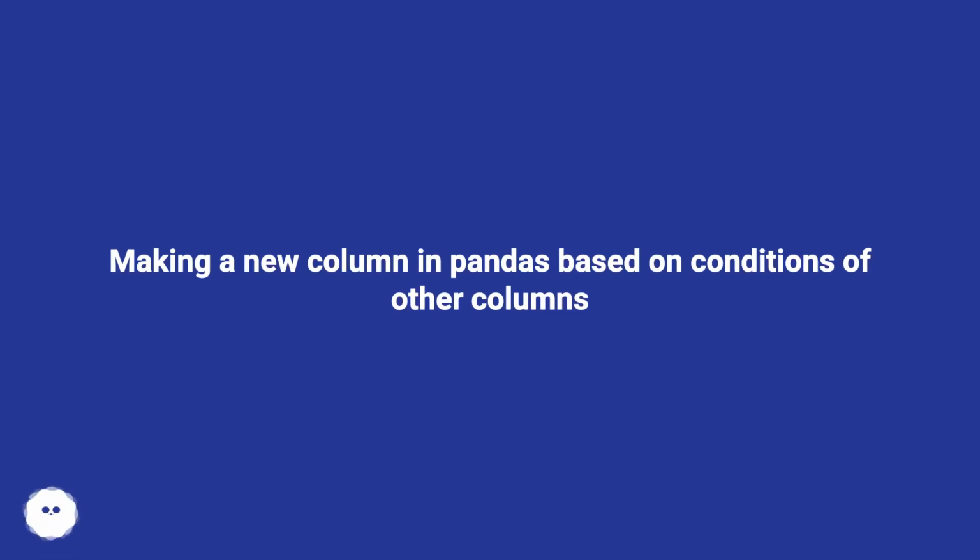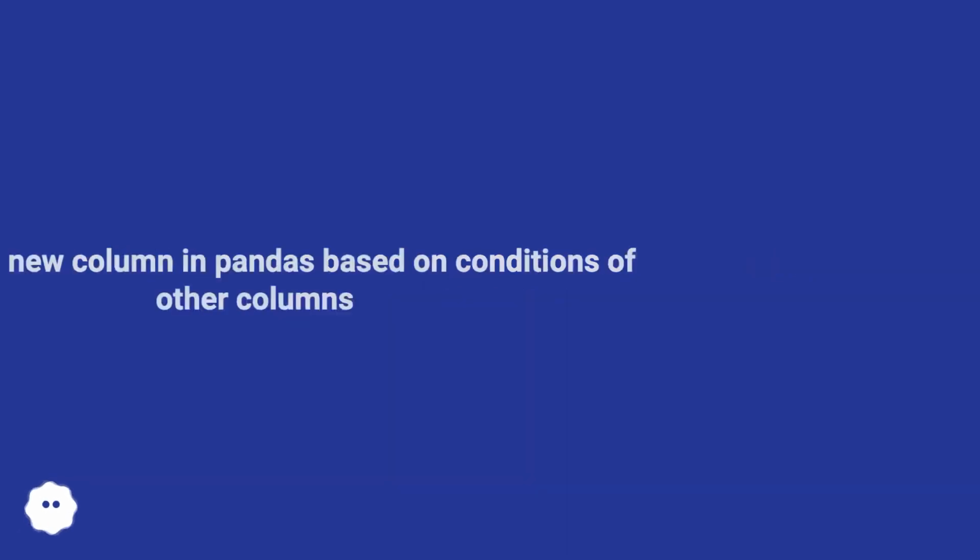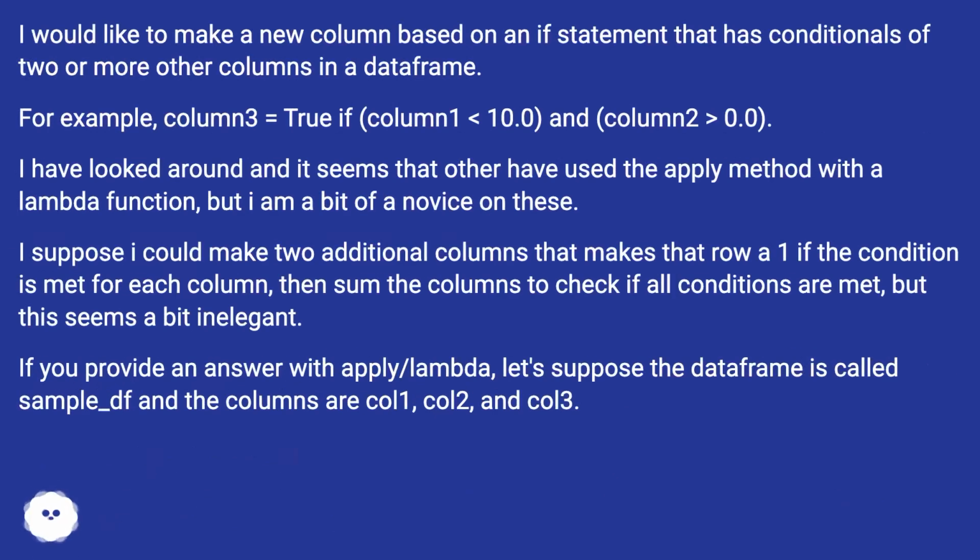Making a new column in Pandas based on conditions of other columns. I would like to make a new column based on an if statement that has conditionals of 2 or more other columns in a data frame. For example, column 3 equals true if column 1 is lower than 10.0, and column 2 is greater than 0.0.